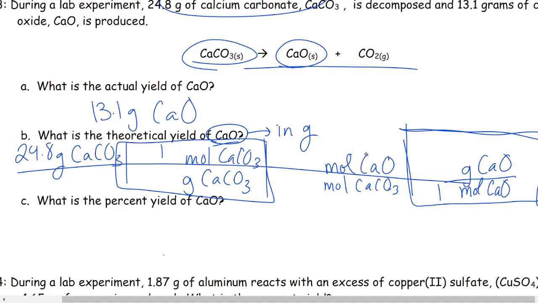And then for this, in the middle, I have moles of calcium oxide to moles of calcium carbonate. That is a mole ratio that comes from the coefficients in my balanced chemical equation. And since this equation is already balanced, my coefficients are all just 1s. So I get 1 to 1 right there.